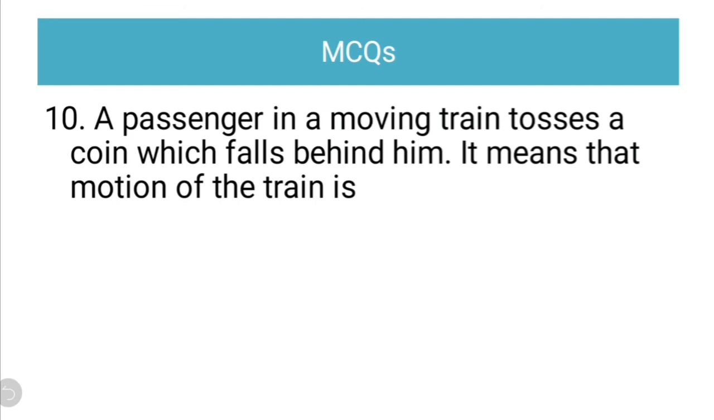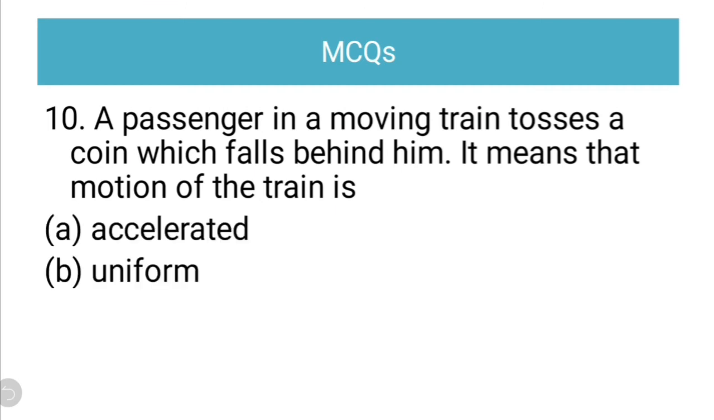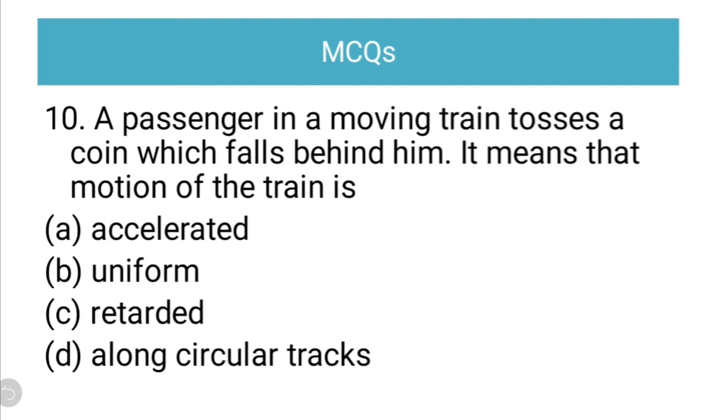Last but not the least, a passenger in a moving train tosses a coin which falls behind him. So it means that motion of the train is accelerated, uniform, retarded, or along the circular track. Circular track, it doesn't have any, they have not said anything about circular thing. Uniform, not possible, because coin would have then fall on the same position in his same hands, but that doesn't happen. It is falling backwards, falling behind, and this happens when there is an acceleration, not a retardation. So the correct answer is A, accelerated motion.